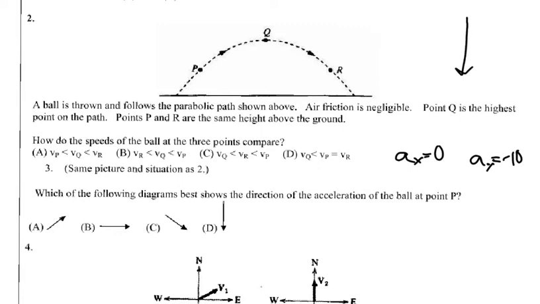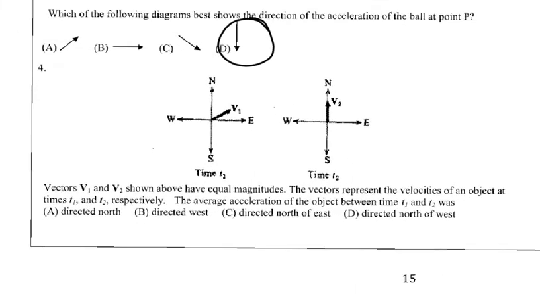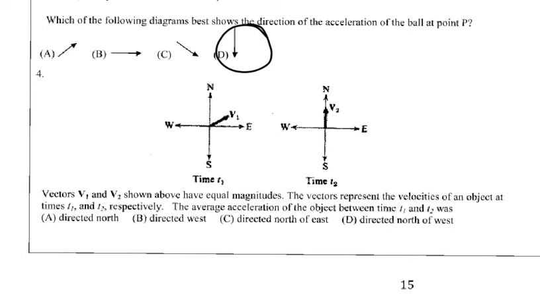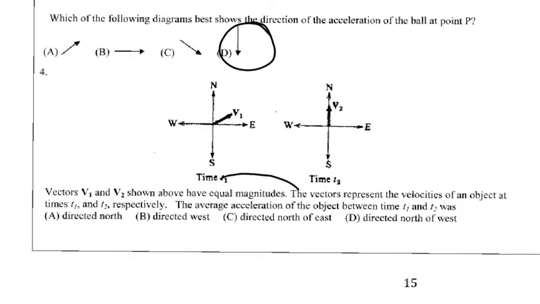For number 4, we have two vectors, v1 and v2, and they have the same magnitude, okay? What that basically means is they have the same length, or the same size. The vectors represent the velocities of an object at time 1 and time 2. The average acceleration of the object between time 1 and time 2 was A directed north, B directed west, C north of east, or D north of west.